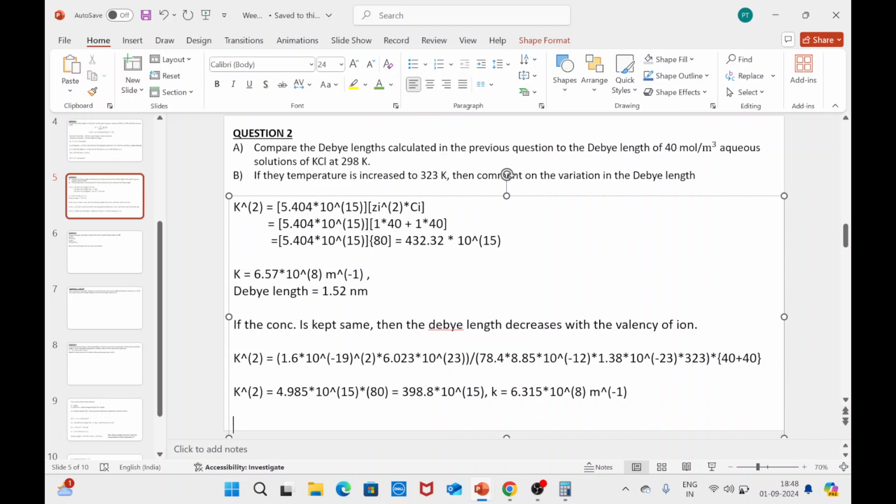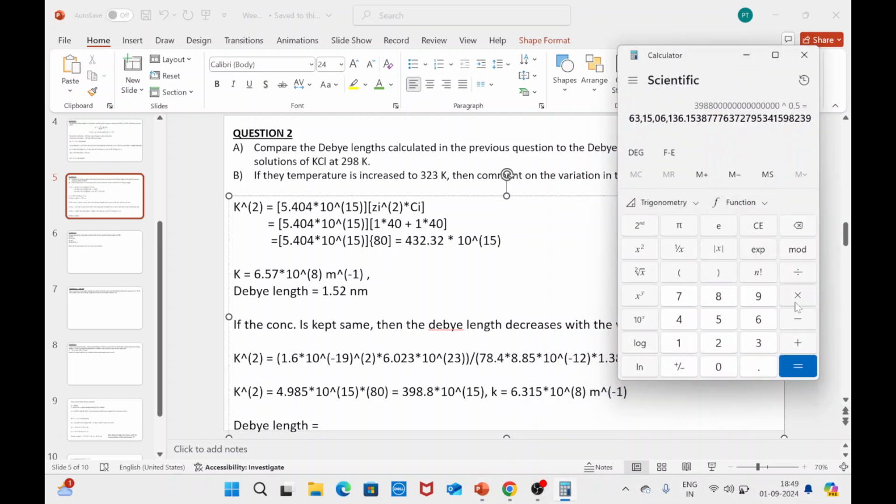So your Debye length is nothing but the inverse of this, 6.315 times 10 to the power 8.